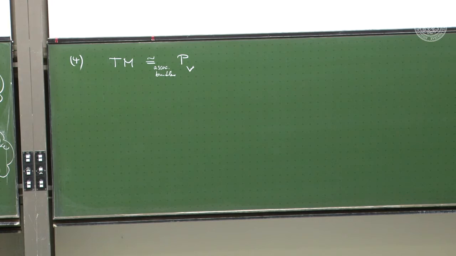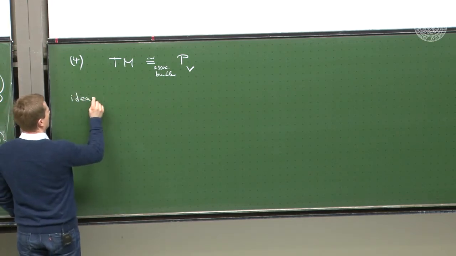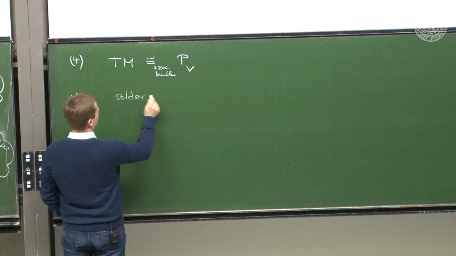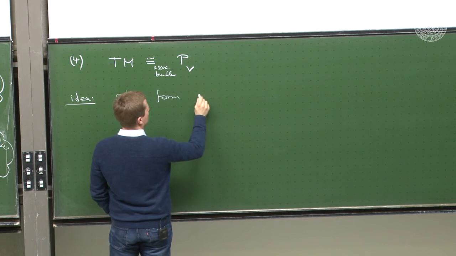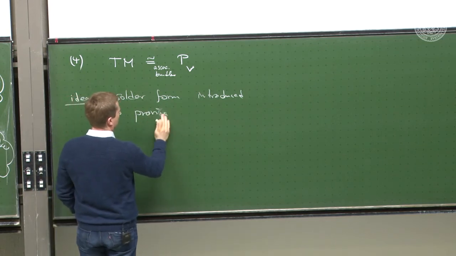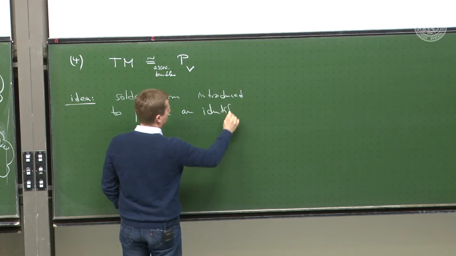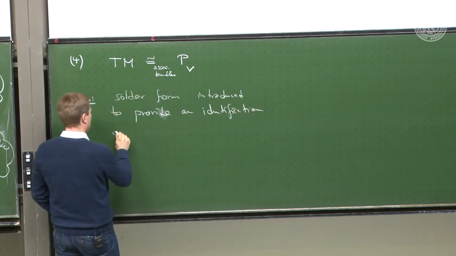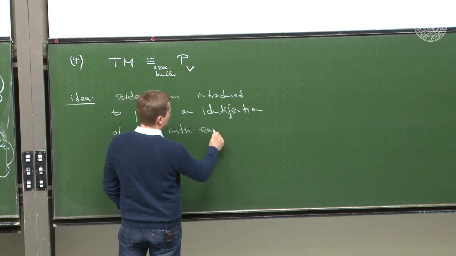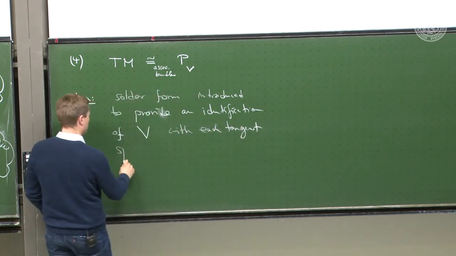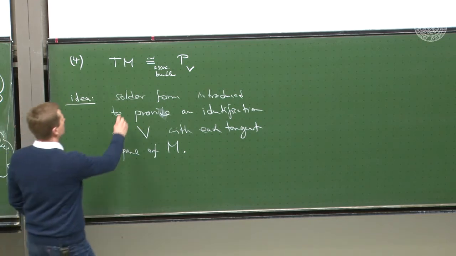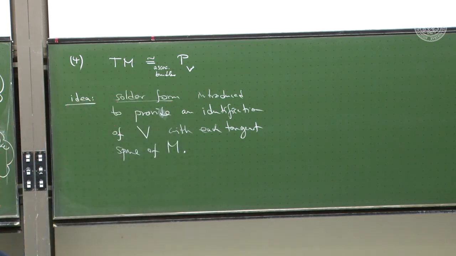Okay. So the idea behind this definition, the idea is to provide by the soldering form, so the soldering form, or solder form is introduced to provide an identification of this chosen vector space V with each tangent space of M. Okay, that's the one and only idea behind this abstract definition.